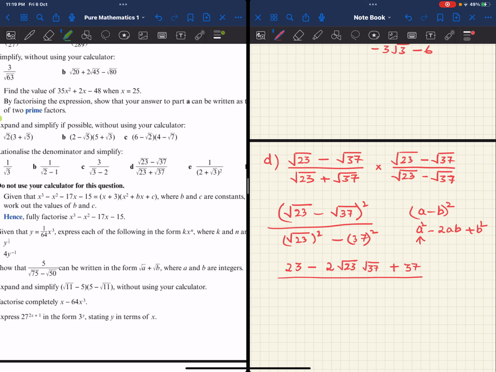In the denominator we have 23 minus 37. We can add up the like terms in the numerator. 23 plus 37 gives us 60.